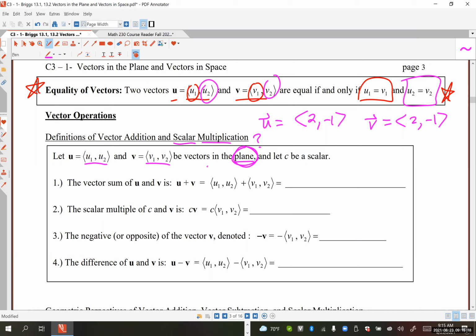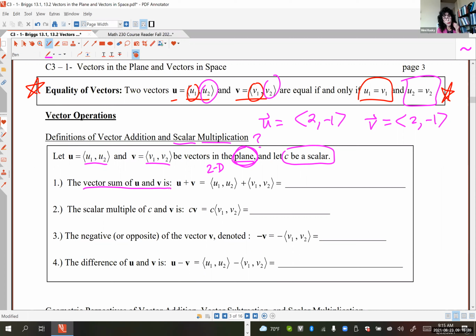2D. 2D, good. And let c be some scalar. What's a scalar? Just some pure real number like 17 or 4.2 or -57, whatever. It's a scalar. Let's say you were trying to add u and v together.